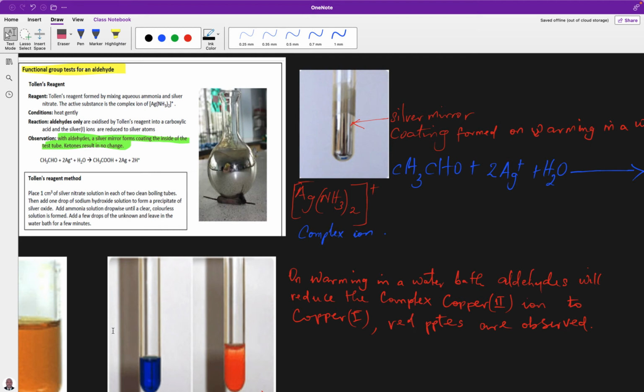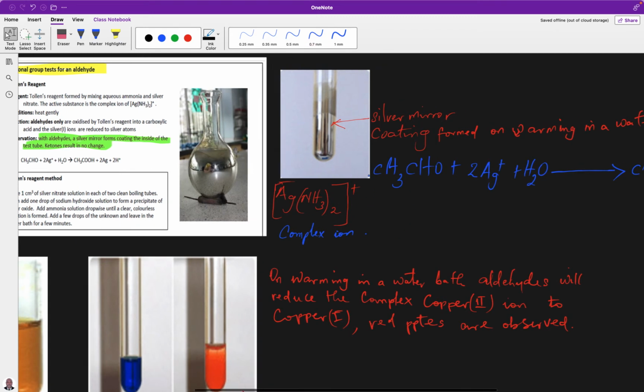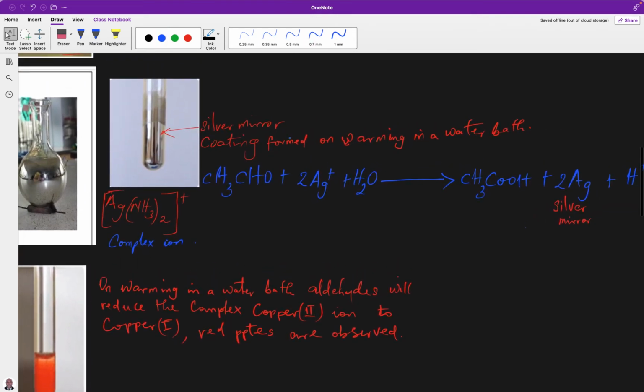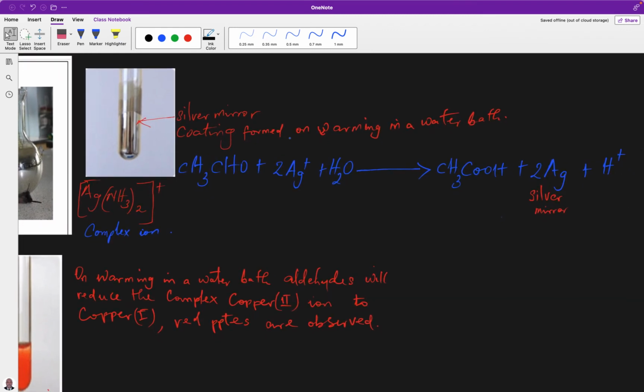This is a complex ion that is added into a solution containing either an aldehyde or a ketone. There are two test tubes. One contains an aldehyde and the other contains a ketone. When we add the diamminesilver(I) ion complex, which is the Tollens reagent, into a test tube containing an aldehyde, there is going to be a reaction.